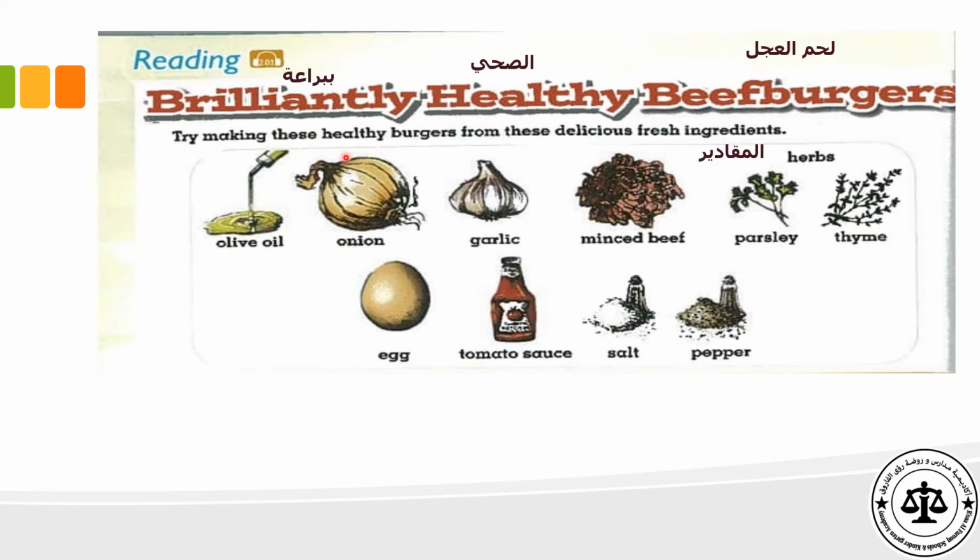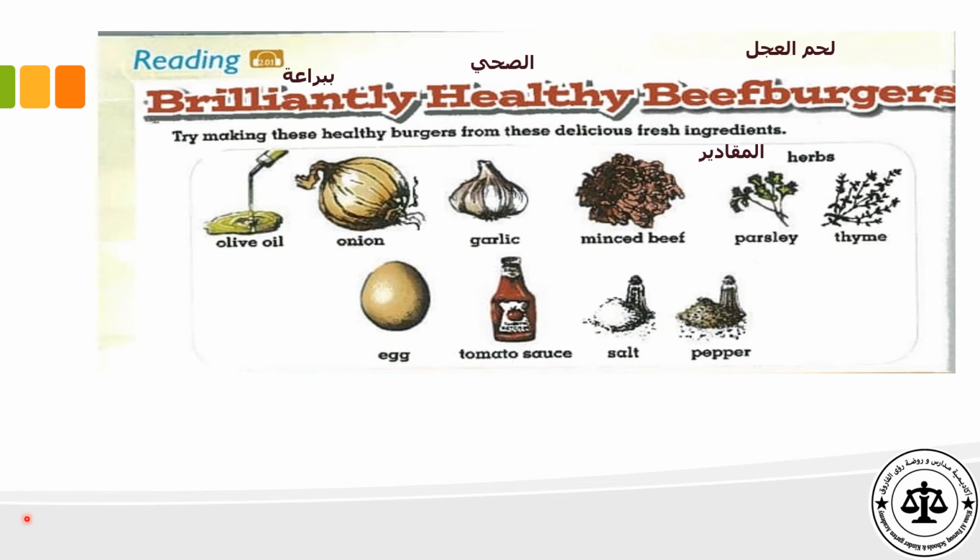Try making these healthy burgers from these delicious fresh ingredients. So ingredients means المقادير. These are the ingredients that we have to use in the recipe. Olive oil, onion, garlic, minced beef, parsley, thyme, egg, tomato sauce, salt, and pepper.